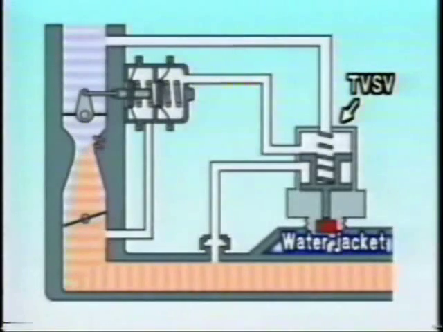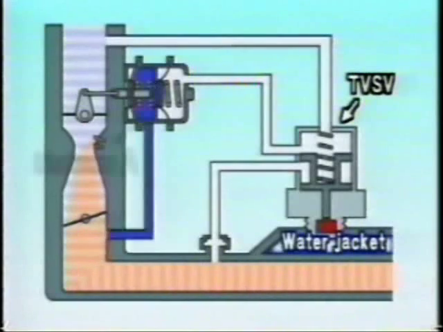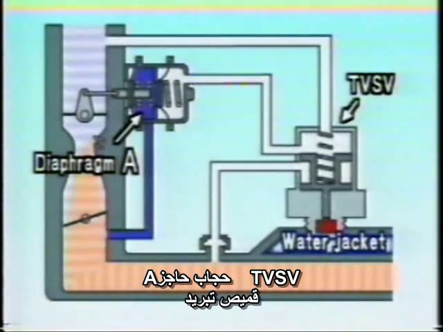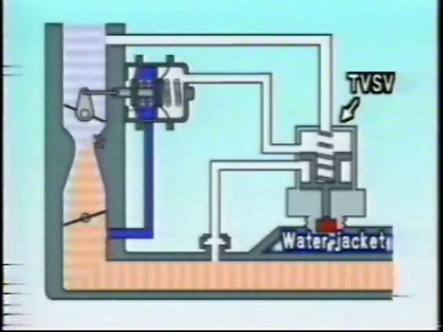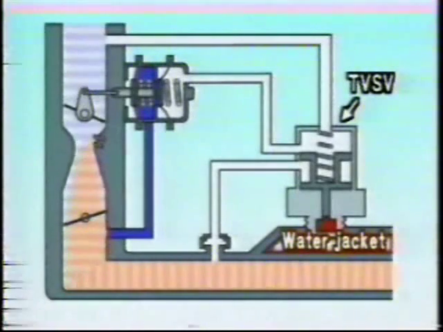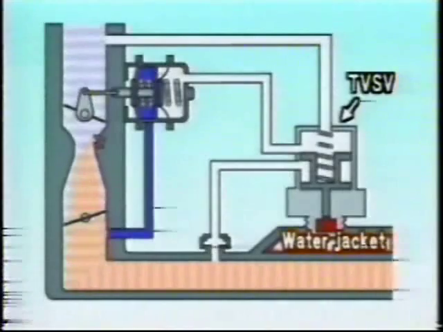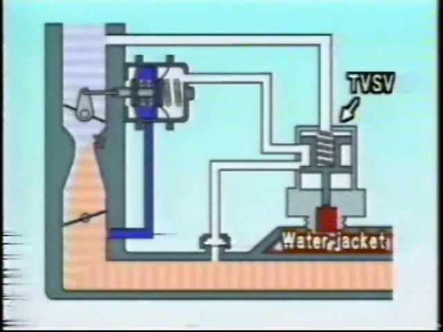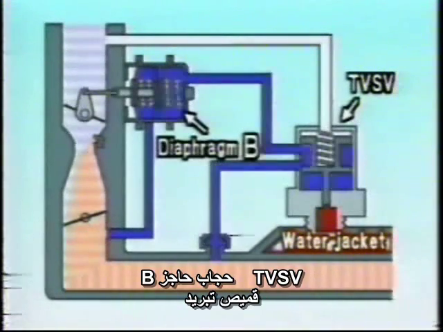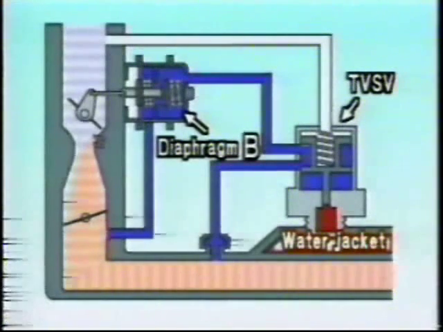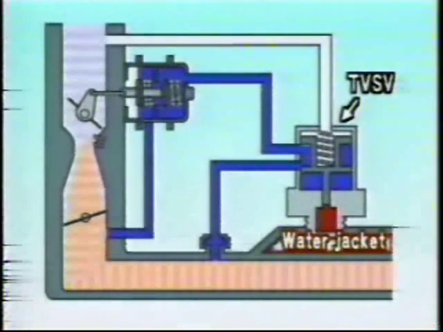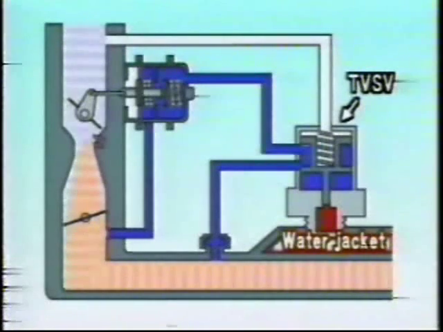When the engine is started, the low intake manifold pressure causes diaphragm A to slightly open the choke valve. After the engine warms up and the coolant temperature rises to normal operating temperature, the valve opens, and the vacuum from the intake manifold causes the choke opener diaphragm B to open. After this, the choke valve is operated by the auto choke mechanism.